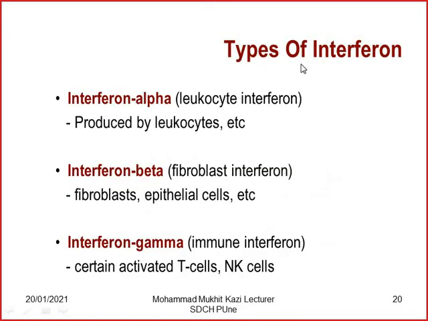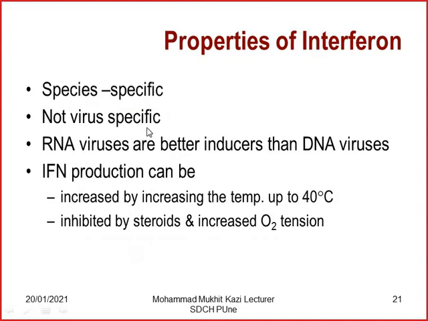There are three types of interferons: alpha, beta and gamma. Alpha interferons are produced mainly by leukocytes, the beta are produced by fibroblasts and epithelial cells, and gamma are produced by activated T cells and NK cells. These natural killer cells have a huge role in the immunity against COVID-19. So these natural killer cells are very important. They produce the gamma interferon.